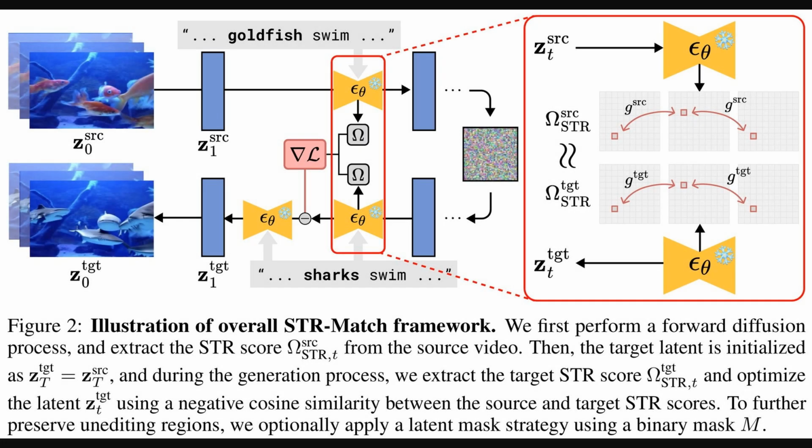Building on that idea of the spatiotemporal relevance score, this next figure shows how the whole STR-Match framework operates. So it starts with the source video, in this case, Goldfish, and extracts that all-important STR score, which maps out the motion and structure. Then, as it generates the new video based on the text prompt, Sharks Swim, it constantly adjusts the new video's underlying representation, or latent, to ensure its own STR score matches the original. This forces the shark's motion to mimic the goldfish's, creating that smooth, consistent transformation.